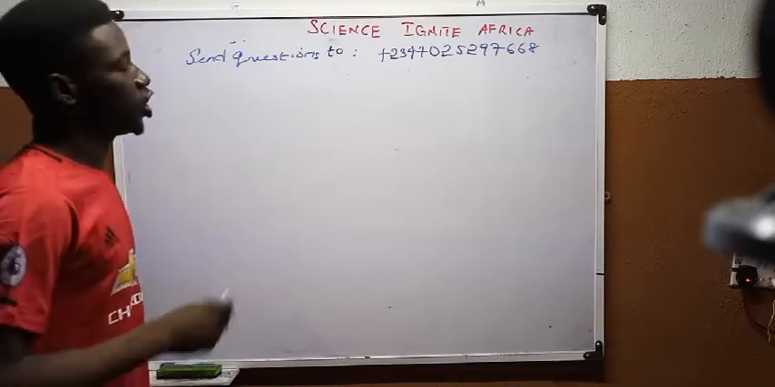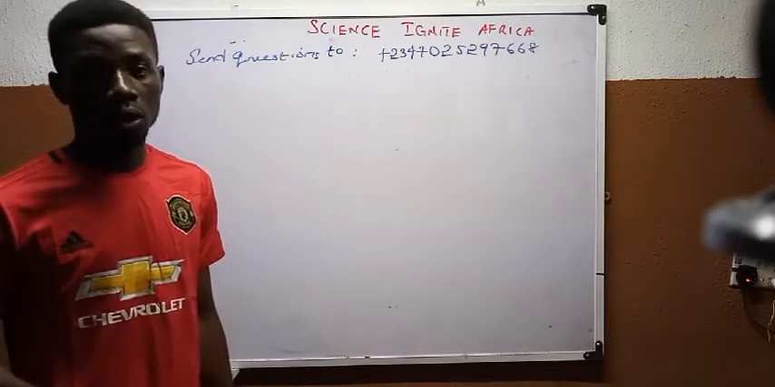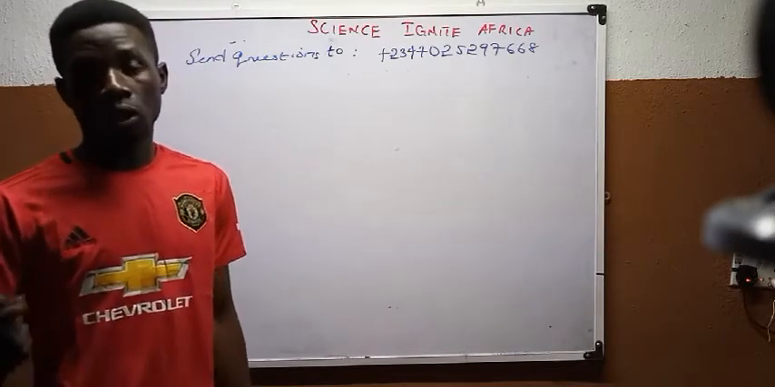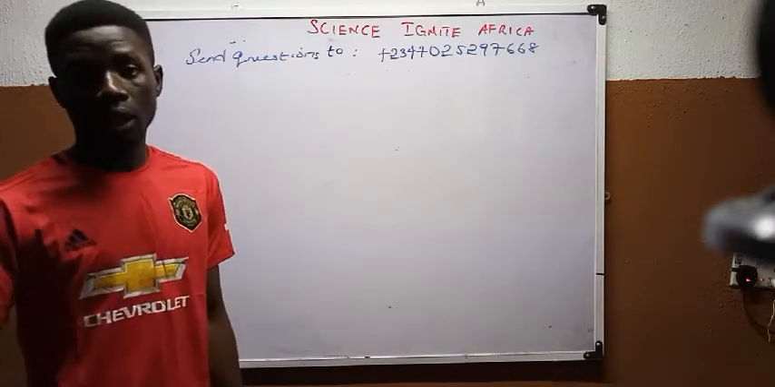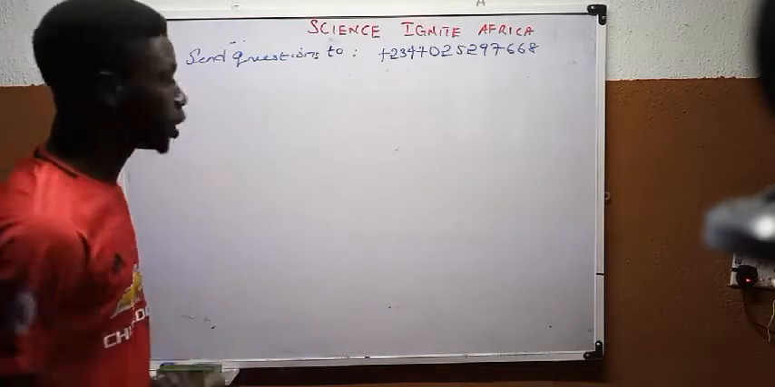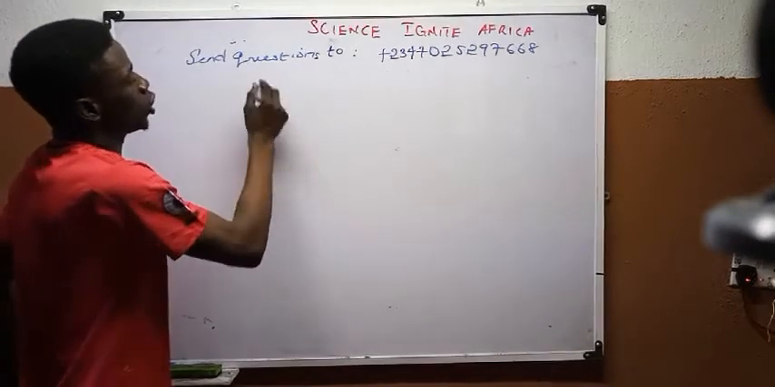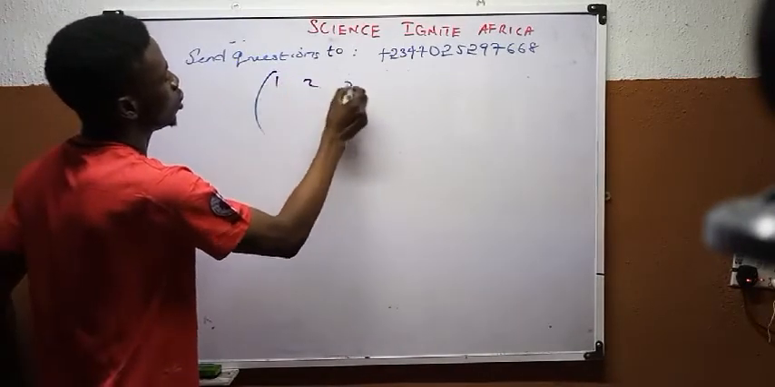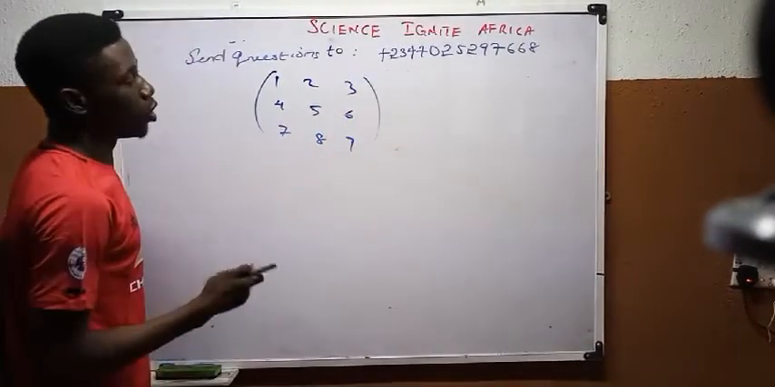Let's start with matrices. A matrix is just a rectangular arrangement of numbers into rows and columns. After this live session, you can subscribe to our YouTube channel, Science Ignite Africa, or log into our website. There are lectures on matrices already there, so you'll be able to get more details. For any matrix, it's always rectangular. You can have a matrix of this nature: 1, 2, 3, 4, 5, 6, 7, 8, 9.